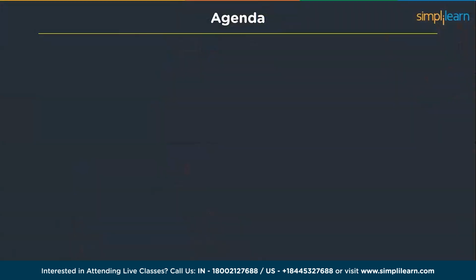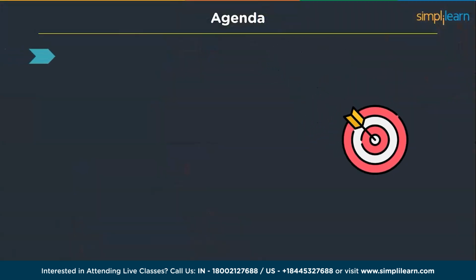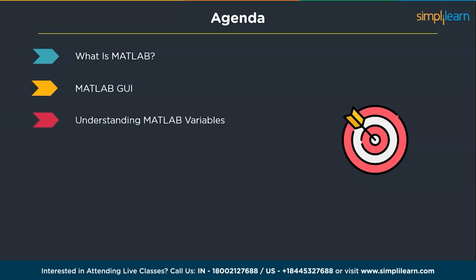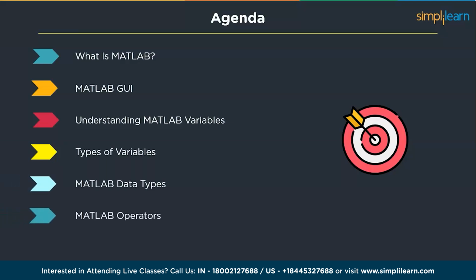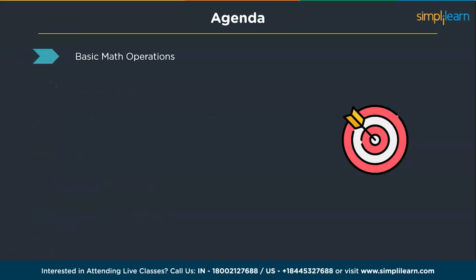The agenda for today's session is as follows. First, we will understand what is MATLAB. Then we will look at the MATLAB GUI and understand the software in detail. Next, we will understand the MATLAB variables. Next, we will learn the types of variables in MATLAB and how to execute them. Then we will see the MATLAB data types, MATLAB operators, and we will learn how to create scripts in MATLAB. Next, we will execute some of the basic math operators, and then learn the MATLAB functions. At last, we will understand how to define MATLAB functions and how to execute them.